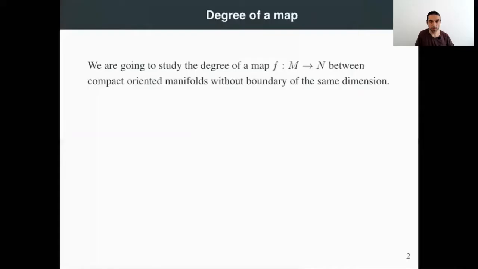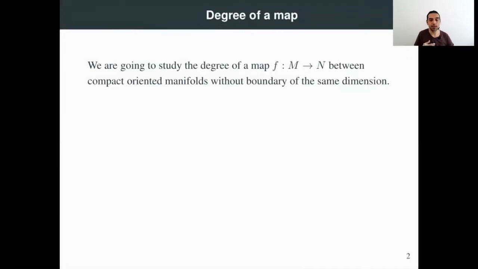And in order to study the degree of a map and its properties, we're going to exploit the results that we already introduced in this course, as for instance, properties of the space of differentiable maps or transversality. We're going to study the degree of a map F between compact oriented manifolds without boundary of the same dimension, where the target manifold N is connected.